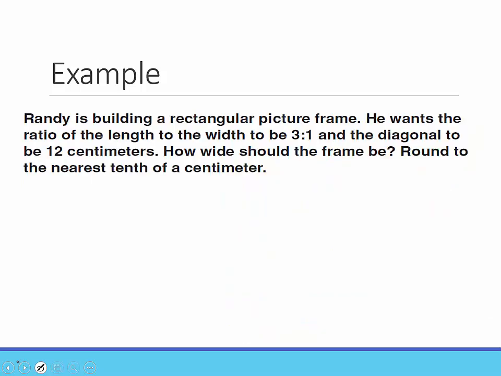Randy's building a rectangular picture frame. He wants the ratio of length to width to be 3:1 and the diagonal to be 12 centimeters. How wide should the frame be? Round your answer to the nearest tenth of a centimeter. So let's draw ourselves a picture. We have this rectangular picture frame, and we want the ratio to be 3:1.